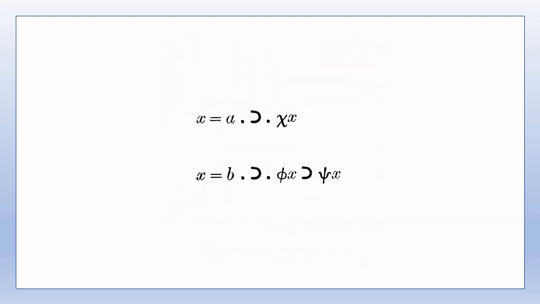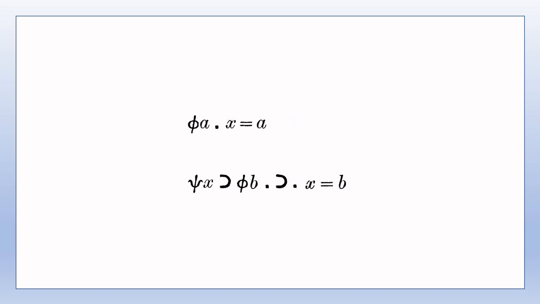For example, if we have the propositions x equals a implies chi x and x equals b implies phi x implies psi x, both of these propositions may be true, but we can't be sure that the x in each of these propositions is the same x. All we can say is that x and a are of the same type in the first proposition, and x and b are of the same type in the second. The use of the letters x, a and b does not imply that x, a and b are individuals, by the way, and the use of the symbols phi, psi and chi does not suggest that these are functions of individuals.